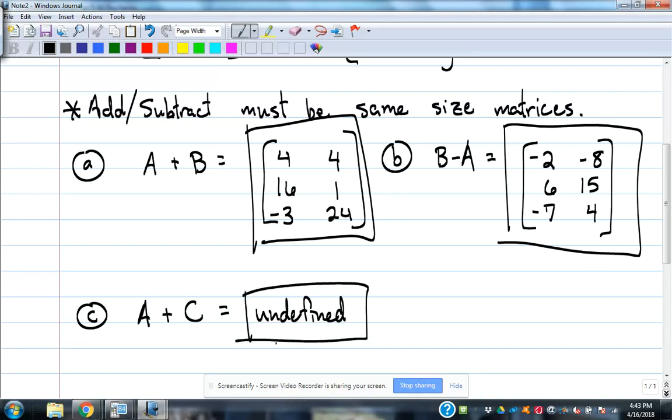That's because they're not the same size, they're undefined. If you try to do it with your calculator, it's going to give you an error and say dimension mismatch, which is the reason you can't do it. If the dimensions aren't the same, you can't add or subtract them. Okay, so dimension mismatch is what that's called. But undefined is what your answer is going to be.